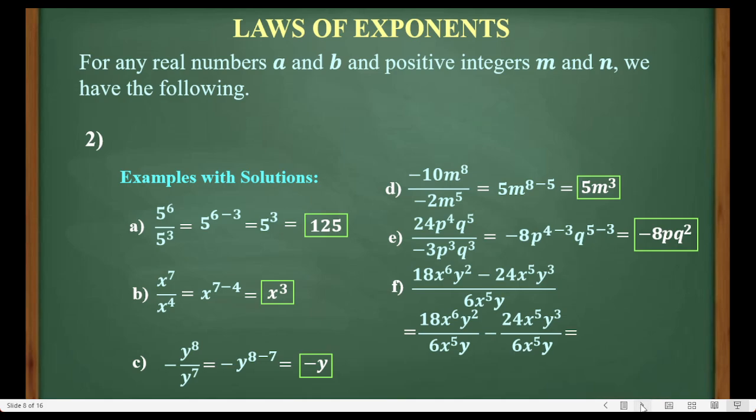Then, from each term, we have 18 divided by 6 is 3. X to the 6 divided by x to the 5th is x. Y squared divided by y is y. Then minus 24 divided by 6, that is 4. Then x to the 5th divided by itself, so that will cancel. What remains is y cubed divided by y, so that will be y squared. Okay, this one. And this is the answer. Okay?